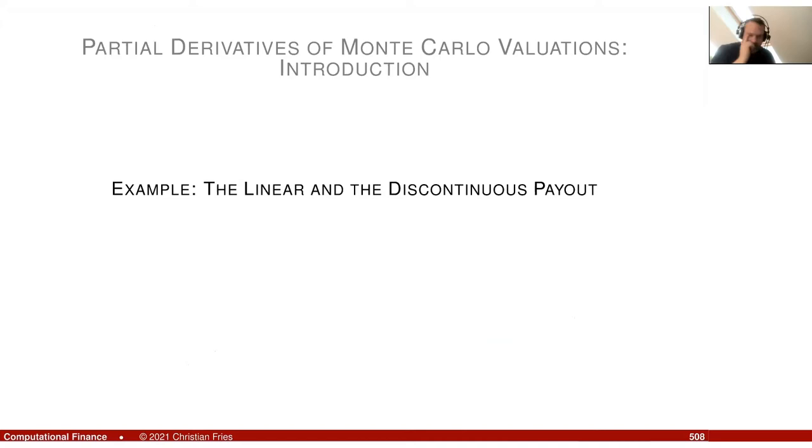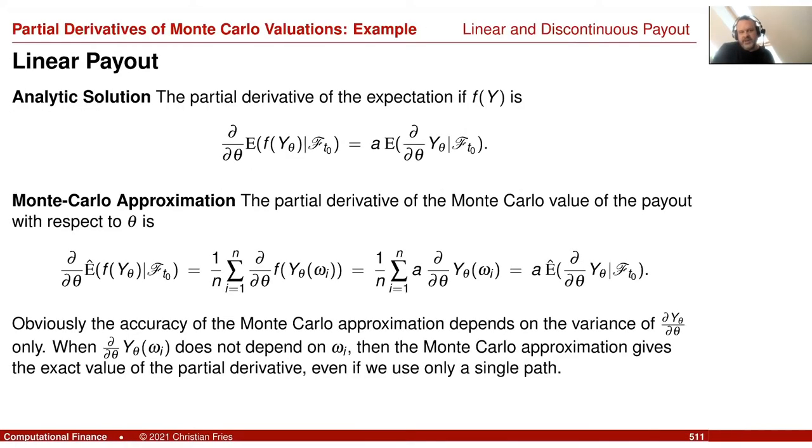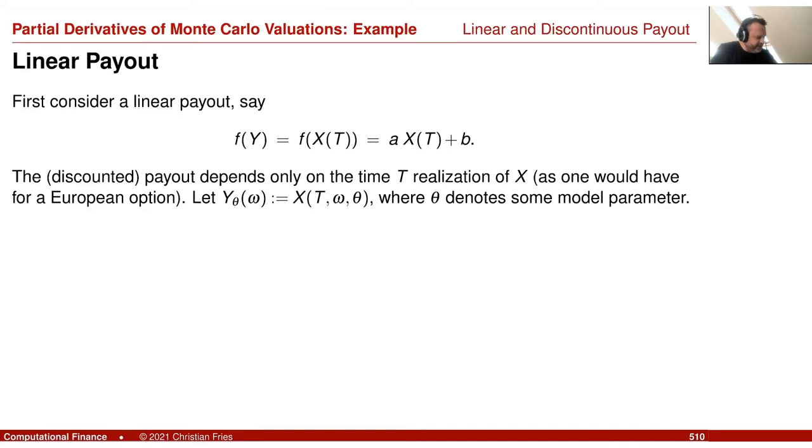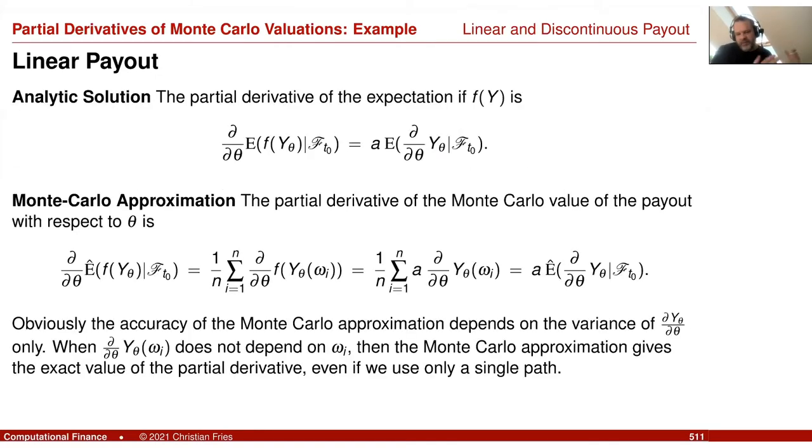f behaves. And we had a nice little setup where we can compare this for different functions f, namely for f being just a linear function and f being a discontinuous function. So what we did, we looked at the linear payout. So here the linear payout is that f is just a times x plus b. Then everything is fine. If you differentiate the f, it's just the a. And you see that differentiating this expectation is just a times the expectation of the derivative of y. And if the y, your model, has a smooth dependency on theta, then everything is fine. So f doesn't break anything here.